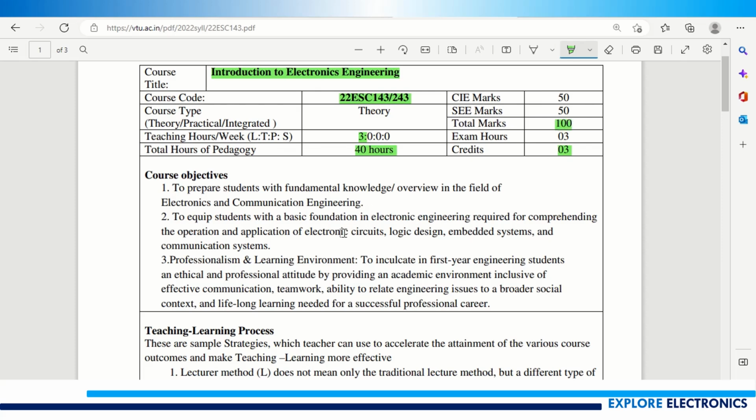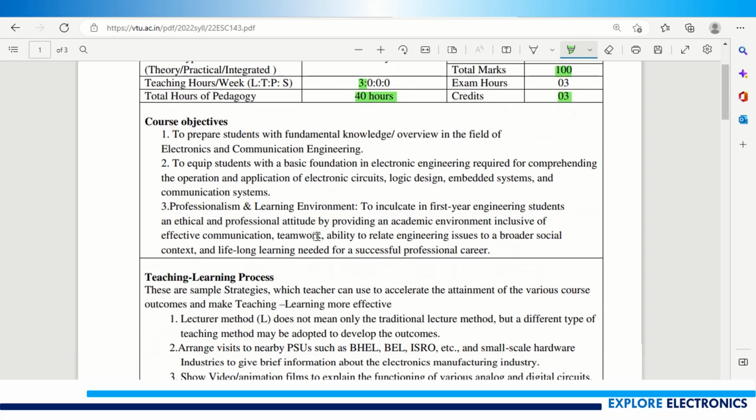Coming to the course objectives, the main concentration is to prepare the students with fundamental knowledge or overview in the field of electronics and communication engineering, and to equip the students with basic foundation in electronics engineering required for comprehending the operation and application of electronic circuits, logic design, embedded system and communication. The third point is professionalism and learning environment. So this is the main objective of this subject.